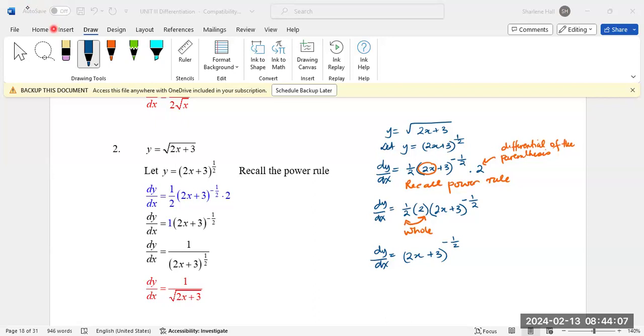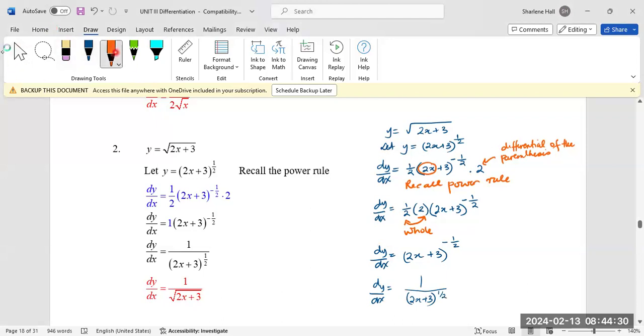Remember, we never normally leave our index as negative. So we're going to reciprocate. So dy by dx is going to be equal to reciprocating all of that. It's going to be 1 over 2x plus 3 to the positive 1/2. Recall, a to the negative m is equal to 1 over a to the positive m.